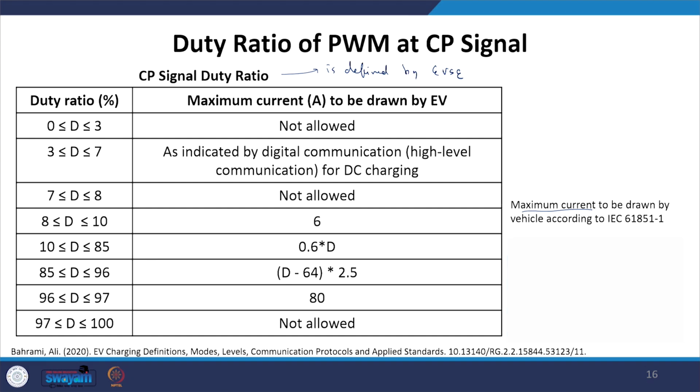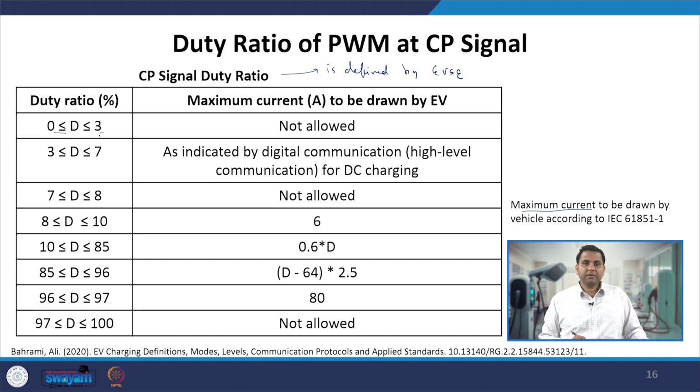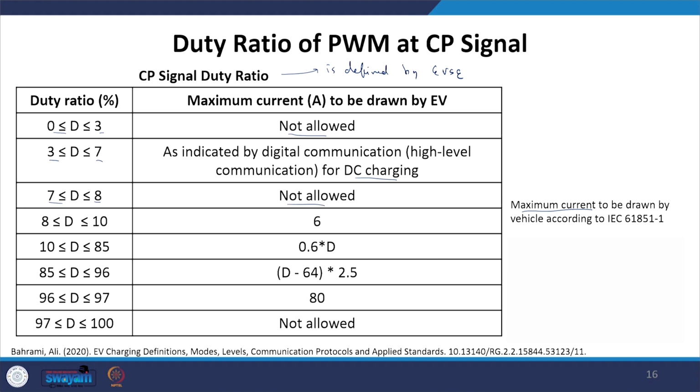It is the EVSE controller which tells the EV that this is the maximum current which I can allow, and now the EV must demand a current lower than the maximum value the EVSE can support. How does it indicate this? If the duty ratio is between 0 and 3%, it indicates there is no current which can be demanded by the EV. If it is between 3% and 7%, it indicates DC charging, and there again high level communication will take place, which we will discuss when we discuss DC charging. So 3 to 7% is blocked for DC charging, and then if the duty ratio is between 7 and 8%, the EV cannot demand the maximum current.